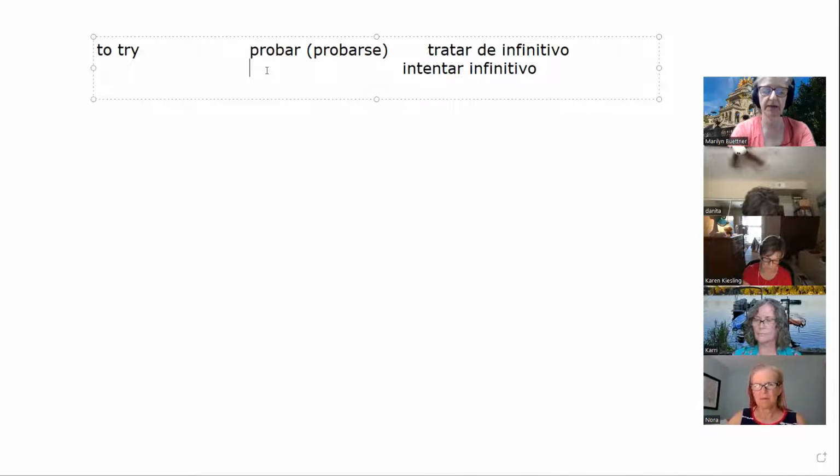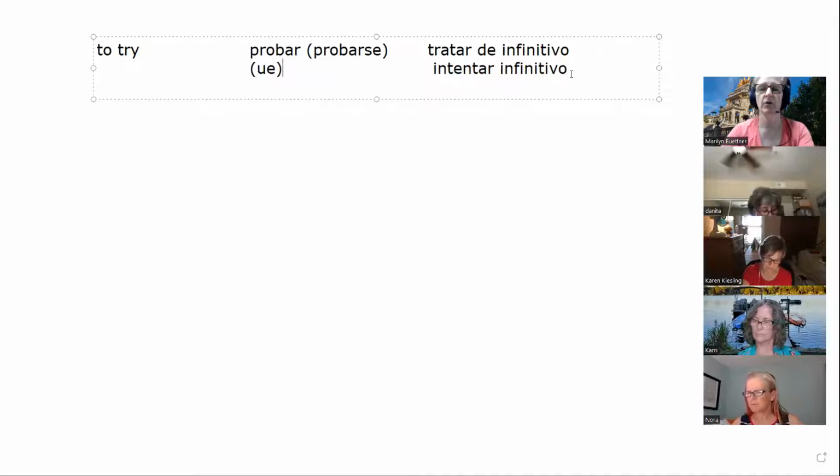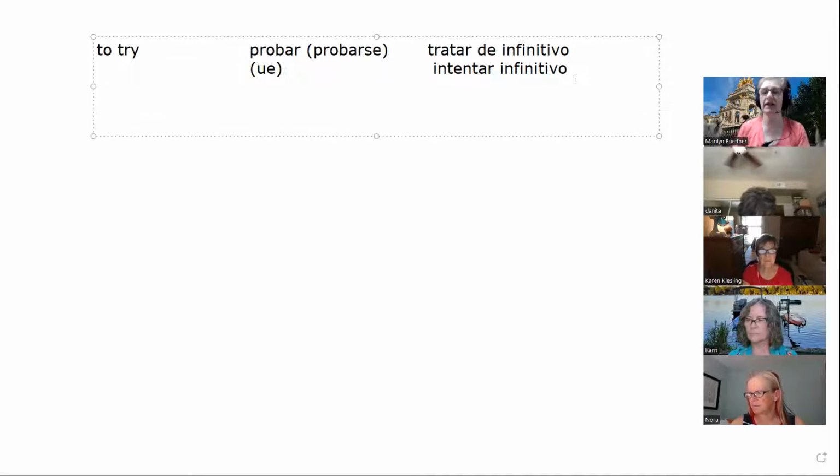And this is complicated maybe a little bit by the fact that probar is a UE stem changer, just so you know, para que sepan. Probar also has a stem change. The O changes to a UE. Okay. Bueno, entonces, unos ejemplos, some examples before you maybe share your examples, because you may want to tweak the examples you've got. Yeah, once you get, you have to do something for a warm up, right? Okay.